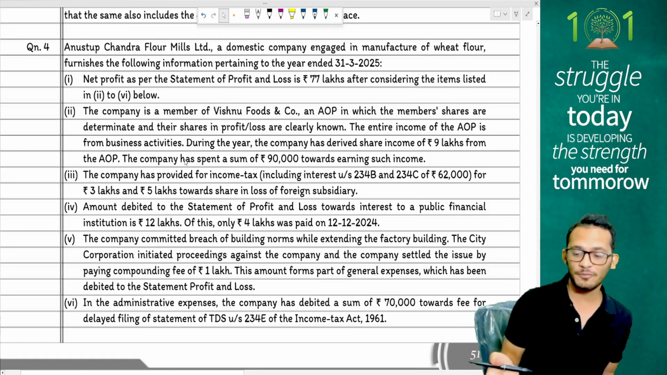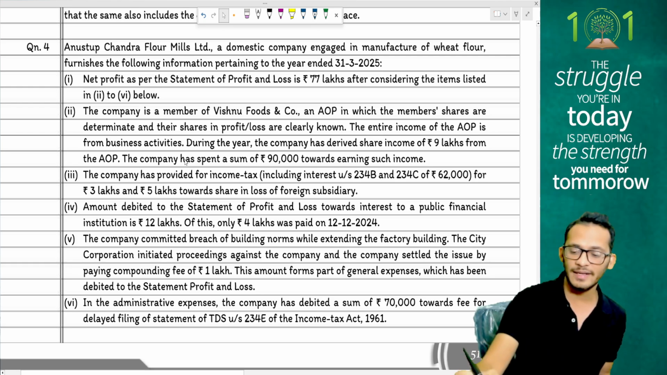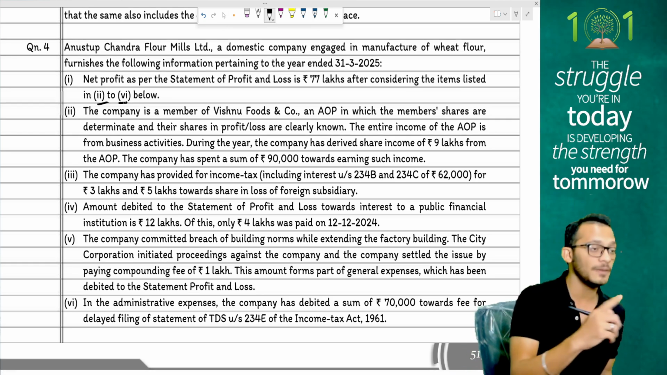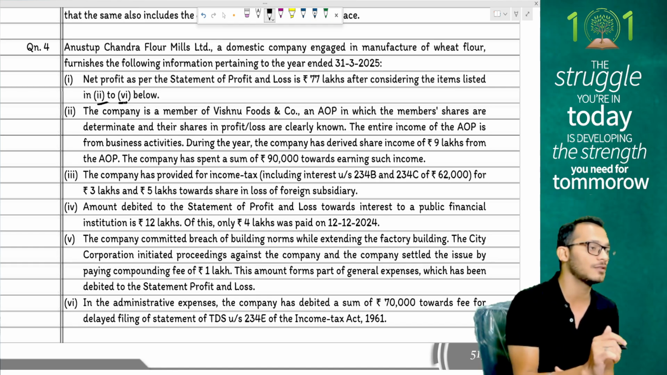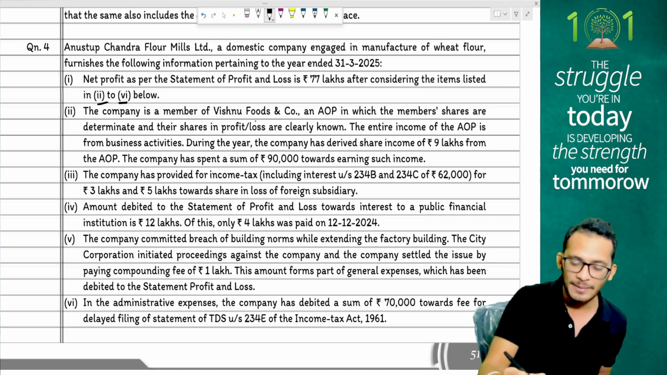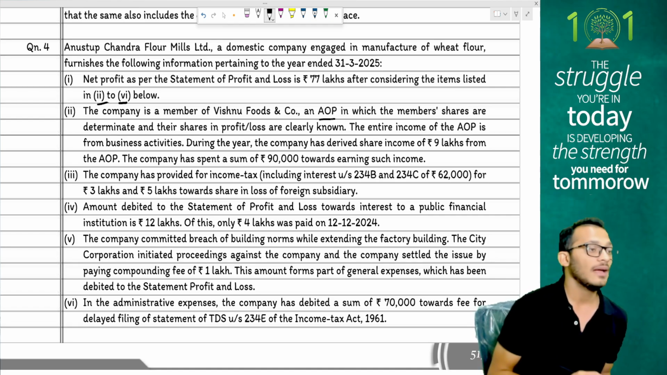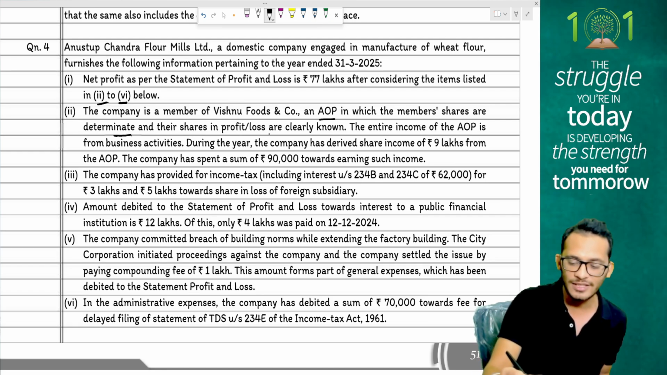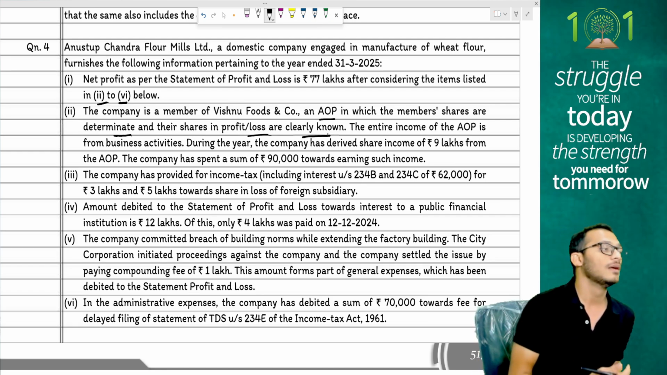Net profit as per statement of profit and loss is given as 77 lakhs after considering the items listed in 2 to 6 above. People pay attention, it is only 2 to 6. Anything apart from that is not considered in P&L sheet. Yes, first item is saying company is a member of Vishnu Foods and Co. and AOP, in which the members' shares are determinate and their shares in profit and loss are clearly known.